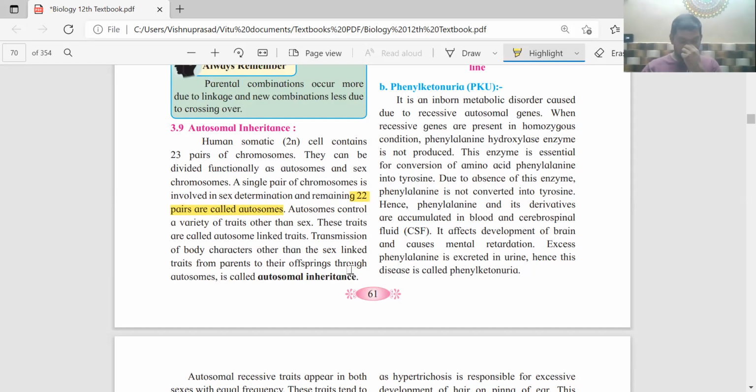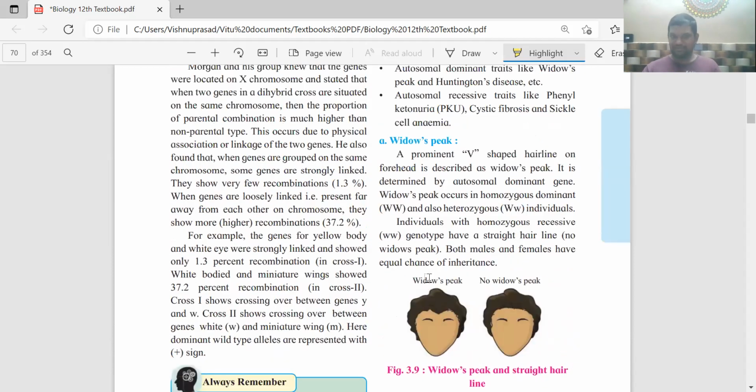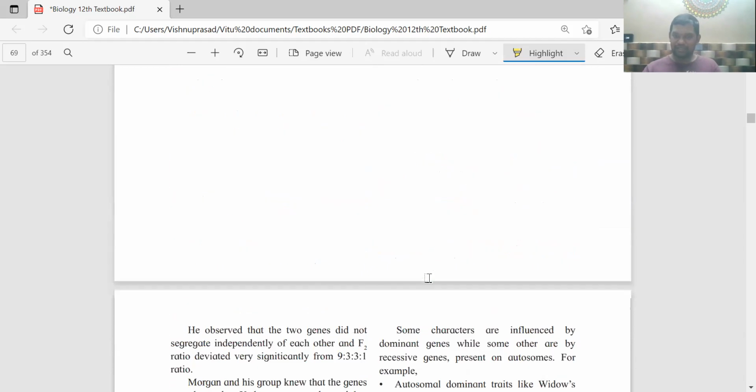Those characters which are not associated with any particular sex are characters controlled by autosomes. It's like the color of the skin, the height of the individual, the shape of the eyes, all such traits, because they are irrespective of gender. And the transmission of such characters from parent to the offspring is called autosomal inheritance.